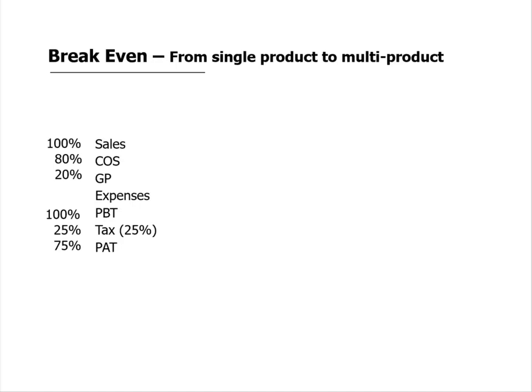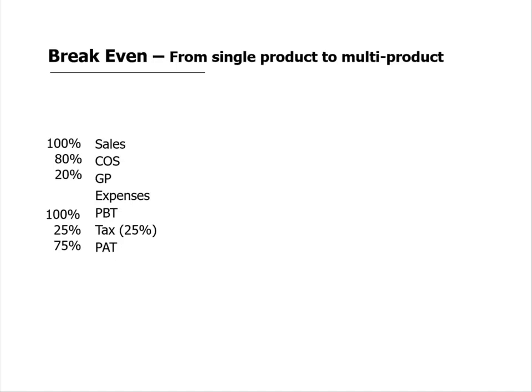I've also given some additional information around the tax rate. And in this case, I've used 25%. The way I use the tax rate is I say that the profit before tax represents 100% of our profits. And if you pay away 25% tax, you'll be left with 75% as a profit after tax.